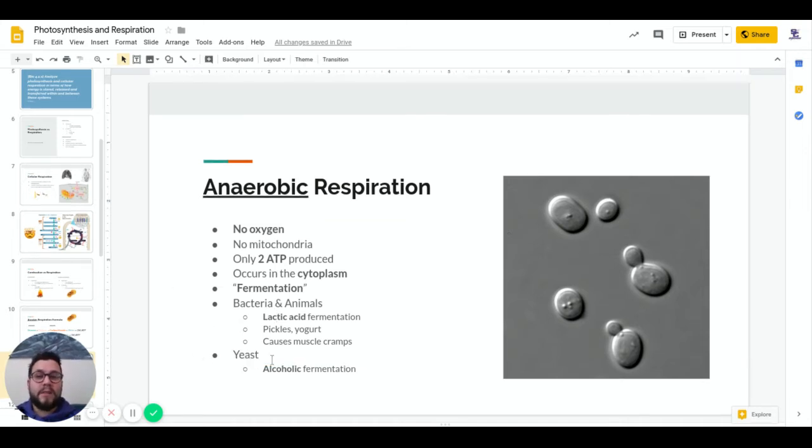Yeast can do anaerobic respiration as well, but they do alcoholic fermentation. So when you take away the oxygen from yeast, they will resort to this and create alcohol instead. Even though they have mitochondria, without oxygen, they'll have to do this instead.